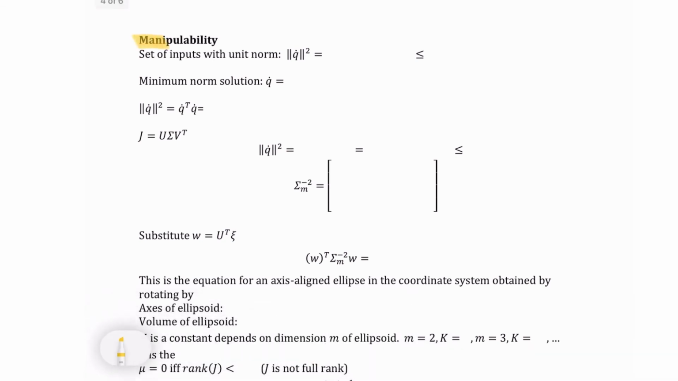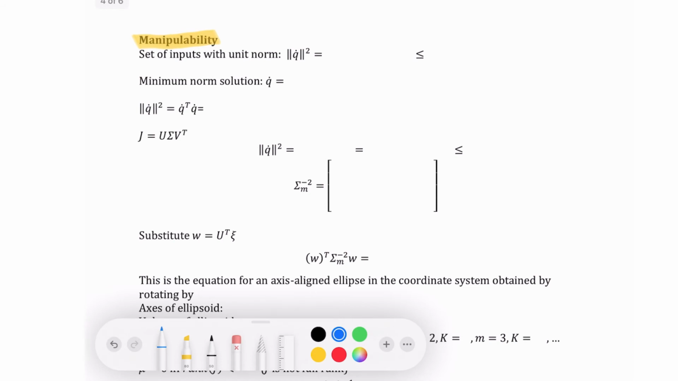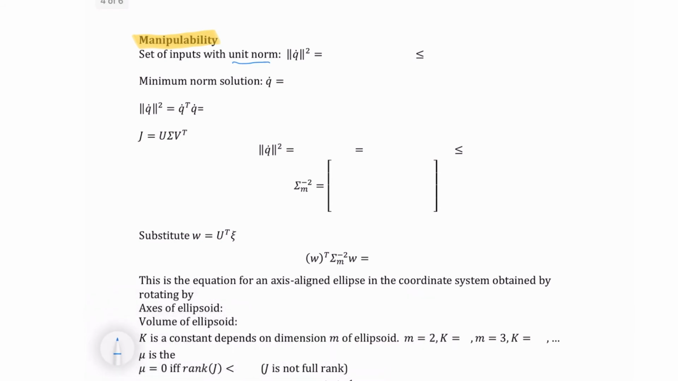So now it's time to talk about the manipulability. And this is just a metric that we can use to talk about how easy it is for the robot to move arbitrarily at a certain configuration. And so the game that we play with it is we say that our set of inputs are going to have unit norm. So that means that the norm of my q dot is going to be less than or equal to 1. That means the unit norm.